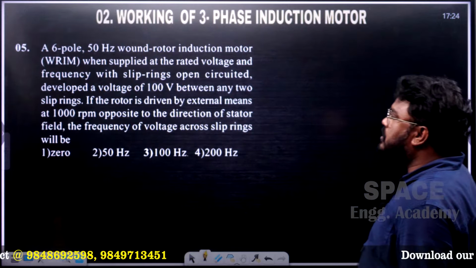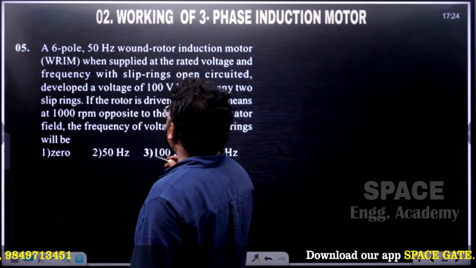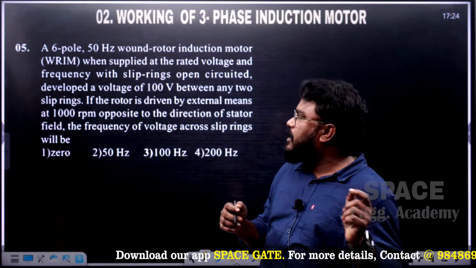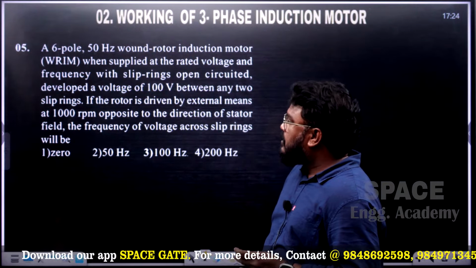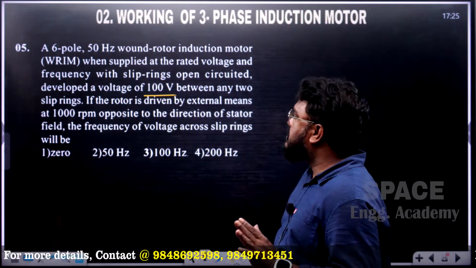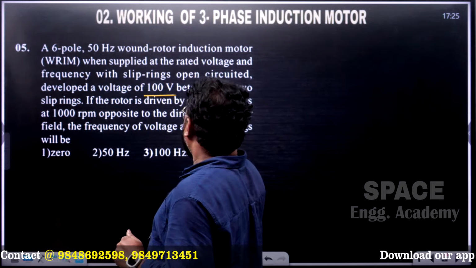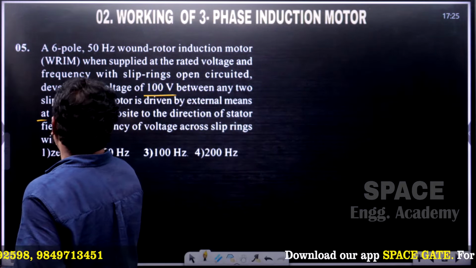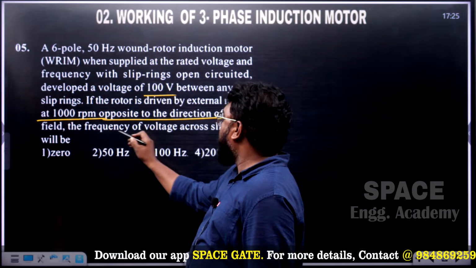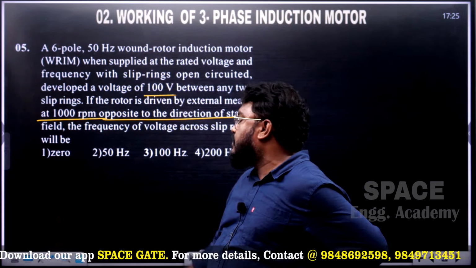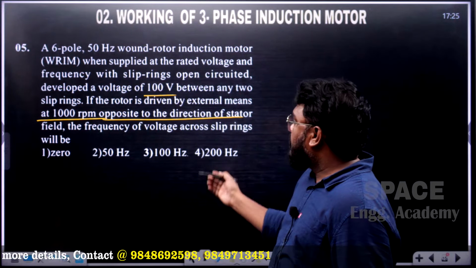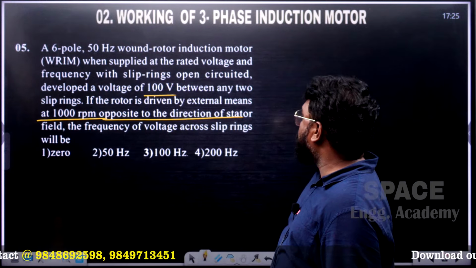And next, let us solve question number 5. A 6-pole 50 Hz wound rotor induction motor, when supplied at the rated voltage and frequency with the slip rings open circuited, develops a voltage of 100 volts between any two slip rings. If the rotor is driven by external means at a speed of 1000 rpm in the opposite direction to the stator field, the frequency of the voltage across the slip rings will be: option 1, 0; option 2, 25 Hz; option 3, 100 Hz; and option 4, 200 Hz.